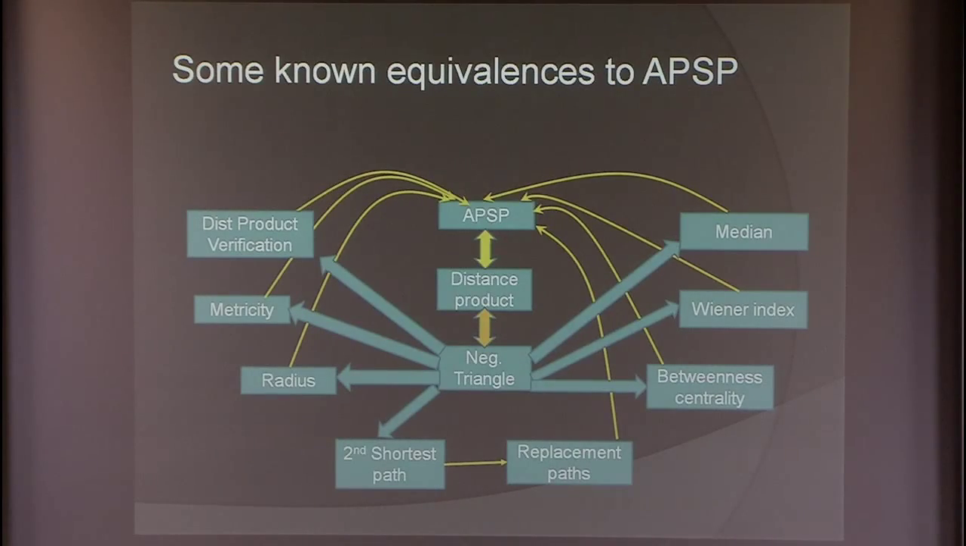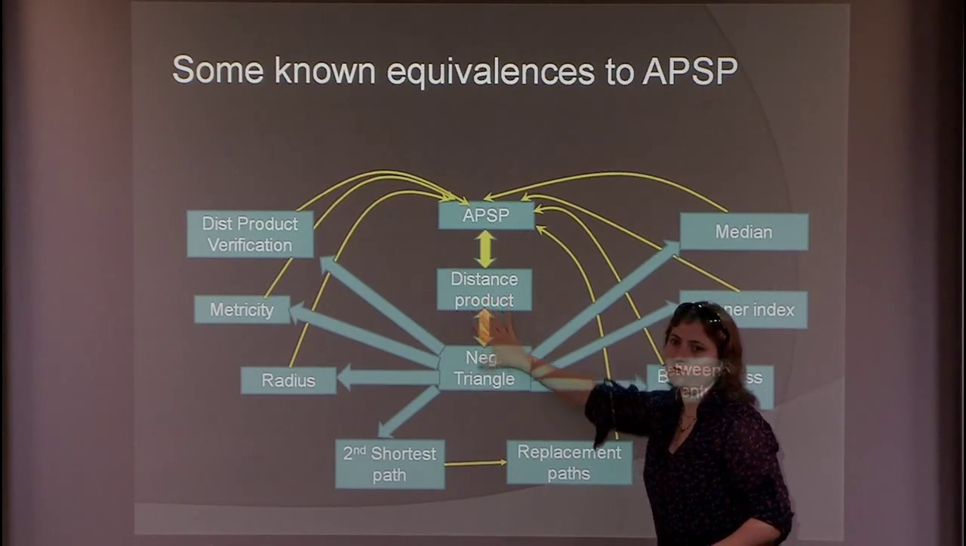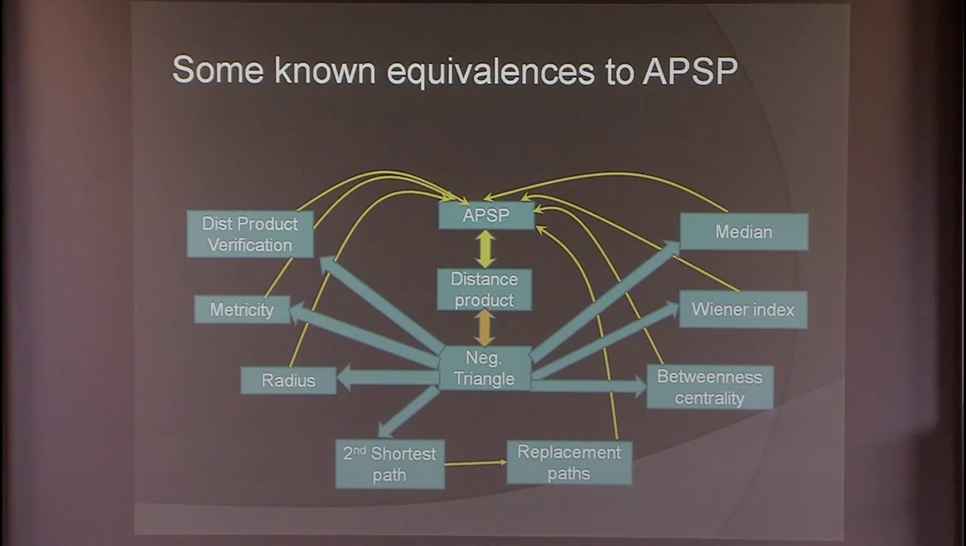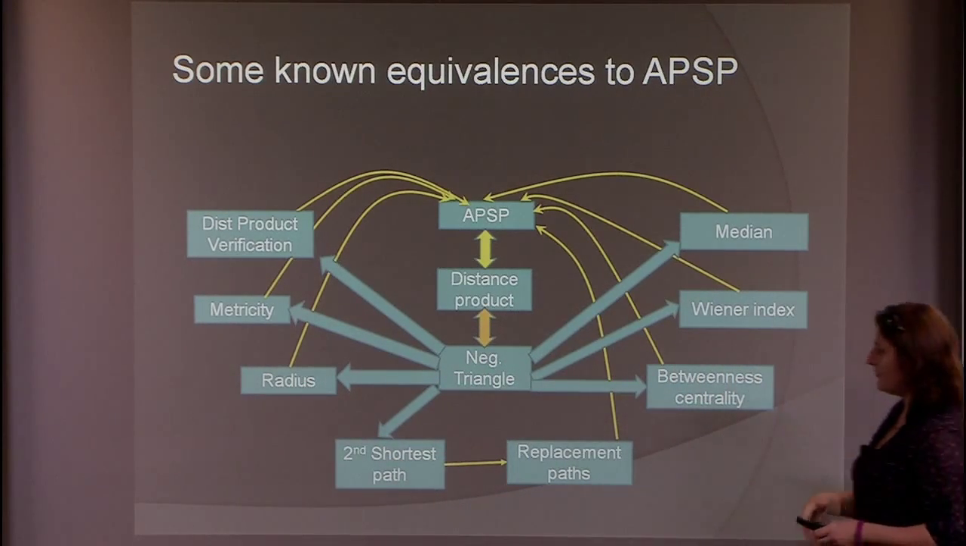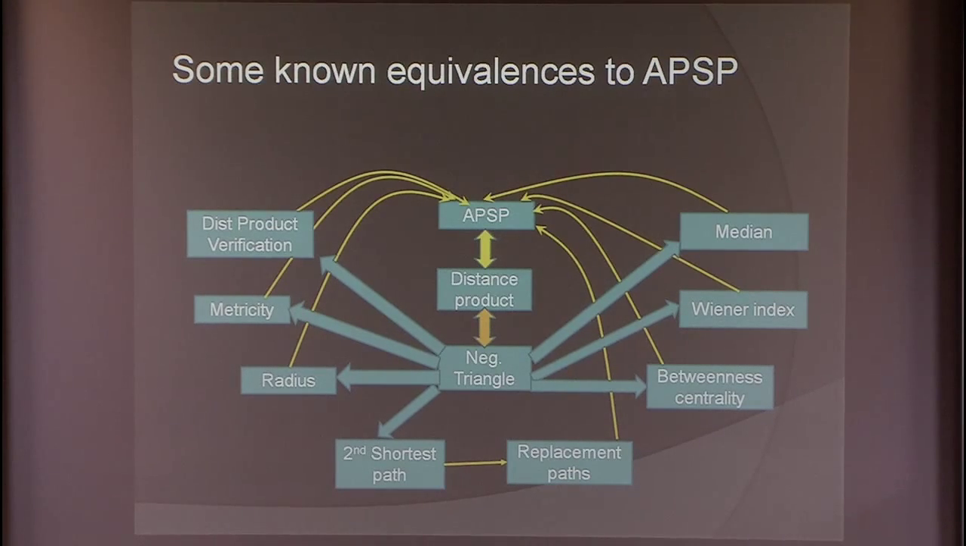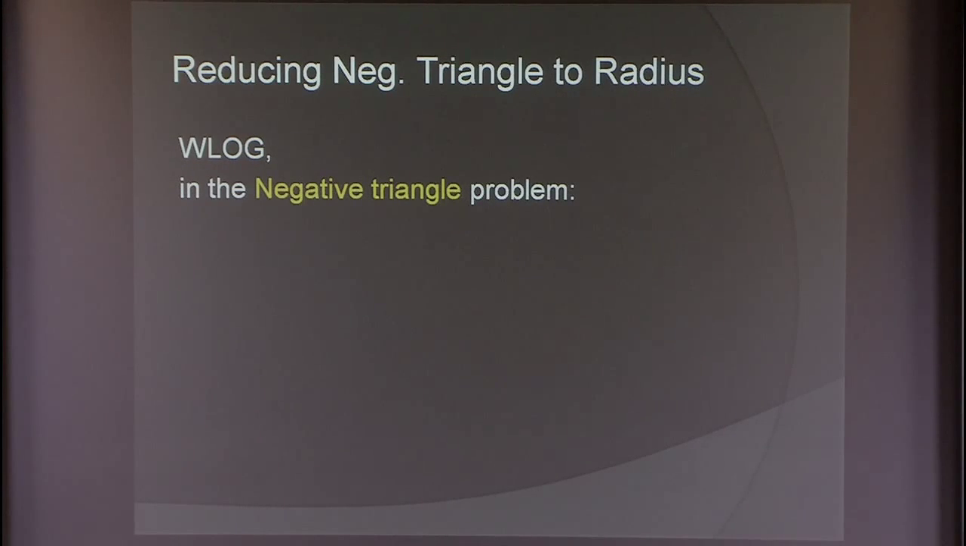But, all right, so what we have shown is the central part right here that sort of makes everything work. And I'll show you a reduction now from the simple problem to radius, and we'll see how these things typically go. Okay, this was in 2014, a year ago, I guess. Okay, so now we'll make some changes to the negative triangle problem, which are true without loss of generality.